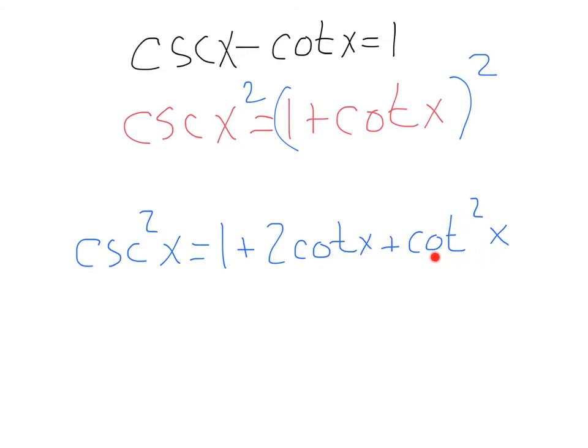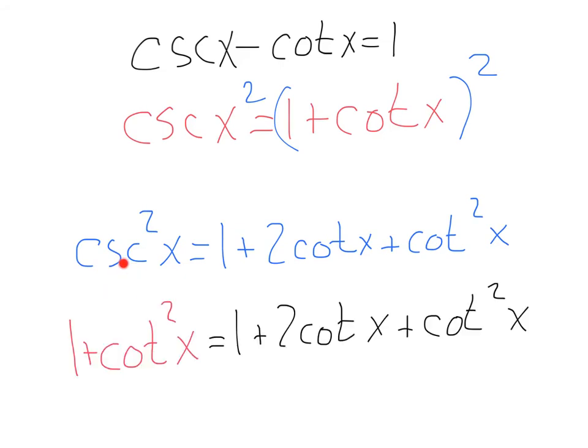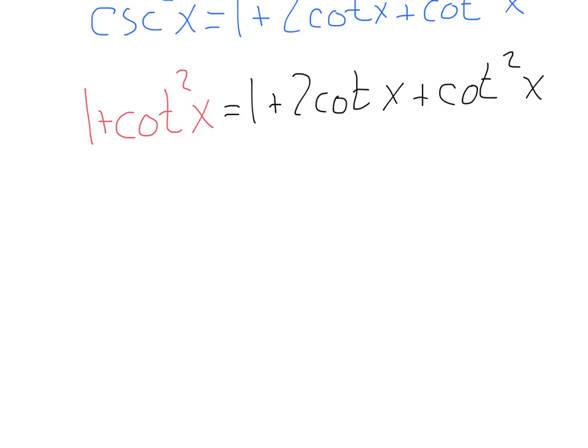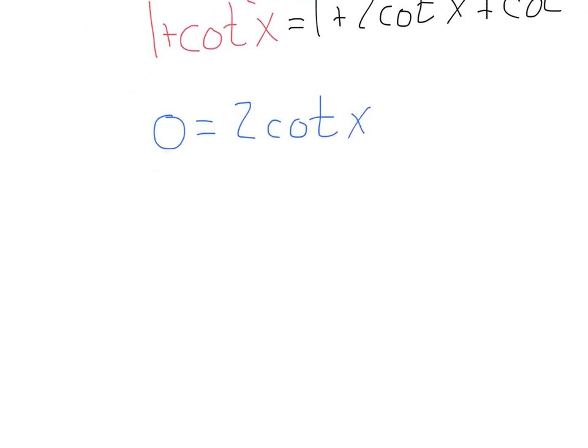All right, now we can use our Pythagorean identity. Let's go ahead and replace cosecant squared x. We'll switch this out with 1 plus cotangent squared x, and we'll get equals 1 plus 2 cotangent x plus cotangent squared x. Now, we've only got cotangents. Perfect. Let's rewrite this, set it equal to 0 so we can factor. That's going to give us 0 equals 2 cotangent x, because the cotangent squared x's canceled out, those 1's canceled out, so looks like we don't even need to factor here. All we need to do is divide by 2, and that's going to give us 0 equals cotangent x.